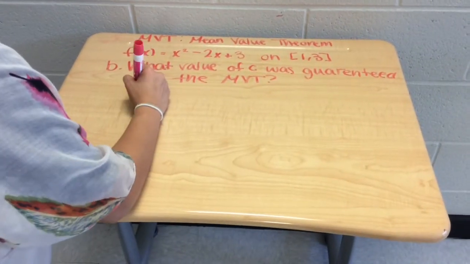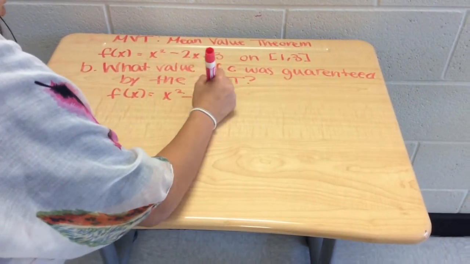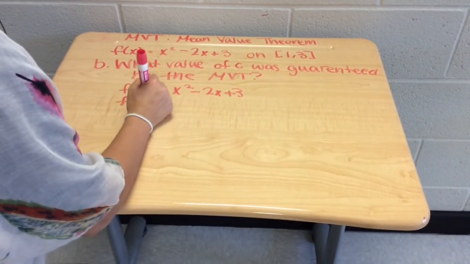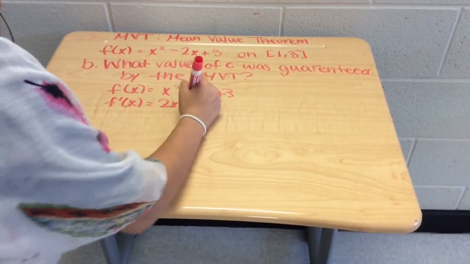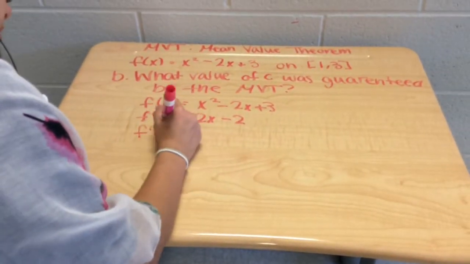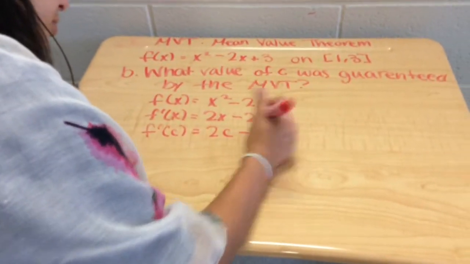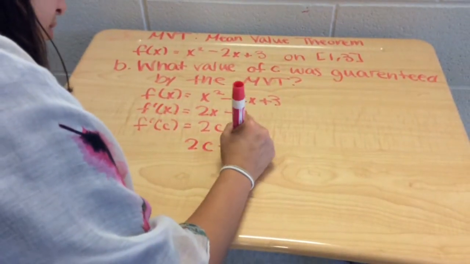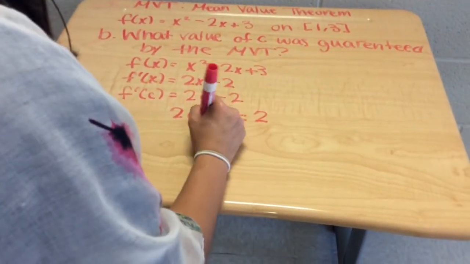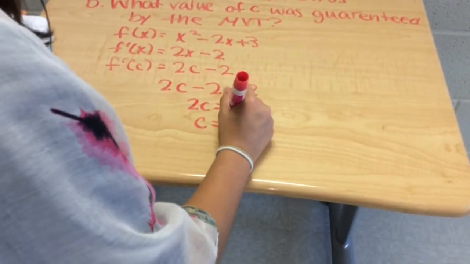Okay, so you would take f of x, which equals x squared minus 2x plus 3, and find the derivative, f prime of x, which would be 2x minus 2, and then you would plug in c into x, so it would be 2c minus 2, which equals 2, as we found in A. You would add 2, so 2c equals 4, divide by 2, c equals 2.